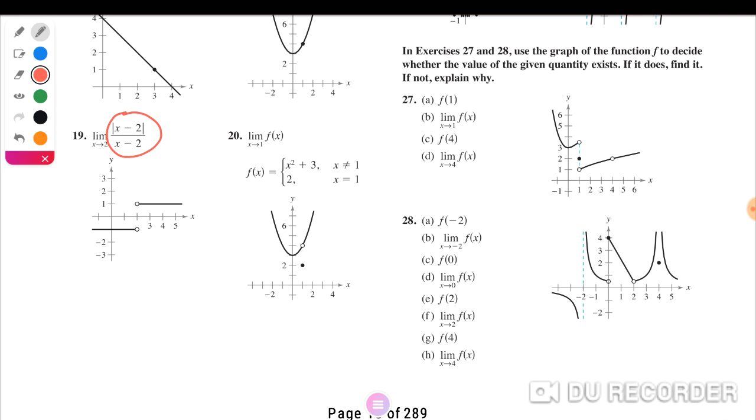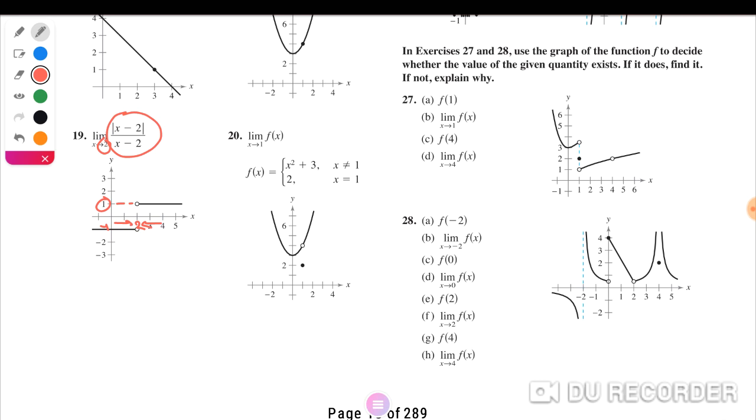Here, the behavior: what is the limit when x approaches 2? I have to identify where 2 is on the x-axis in this graph. As we approach from the right, it approaches what? 1. As we approach from the left, it approaches what? -1. It has different behavior.